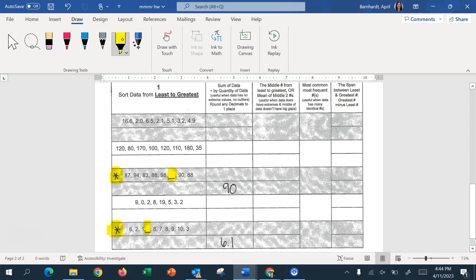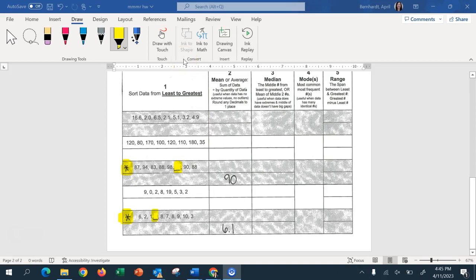One more thing, just to clarify, you have to do all of these. I was just saying, for the ones that have a missing data value, you need to find the missing data value first and then do the rest of these. So you still have to do all of those on the back side.